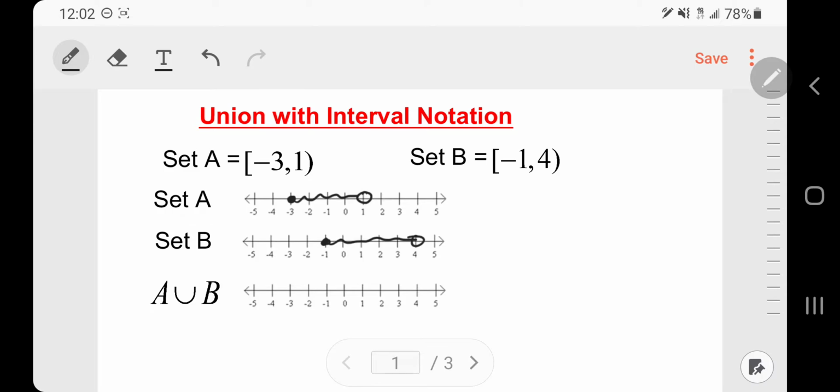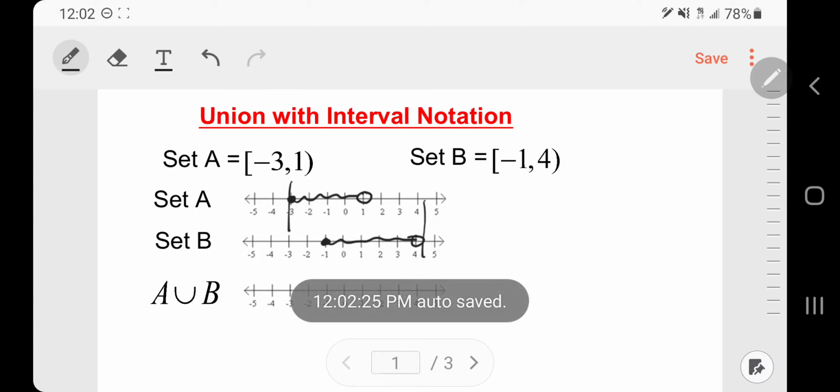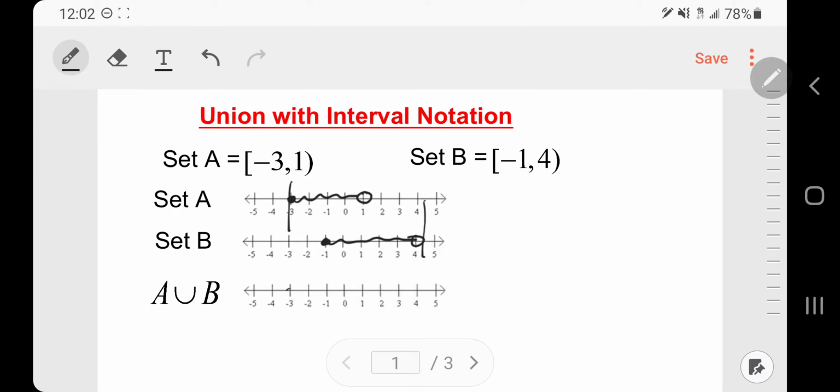And now what we're looking for with the union is all of the values that are in both of our sets combined. Okay, so in this case, we are looking for pretty much what works out to be our leftmost point to our rightmost point between our two sets. Okay, so on the left I have -3 would be the furthest left that this set goes, 4 would be the furthest right that this set goes, and all of the numbers in between are represented here, and that would be the union of these two sets.